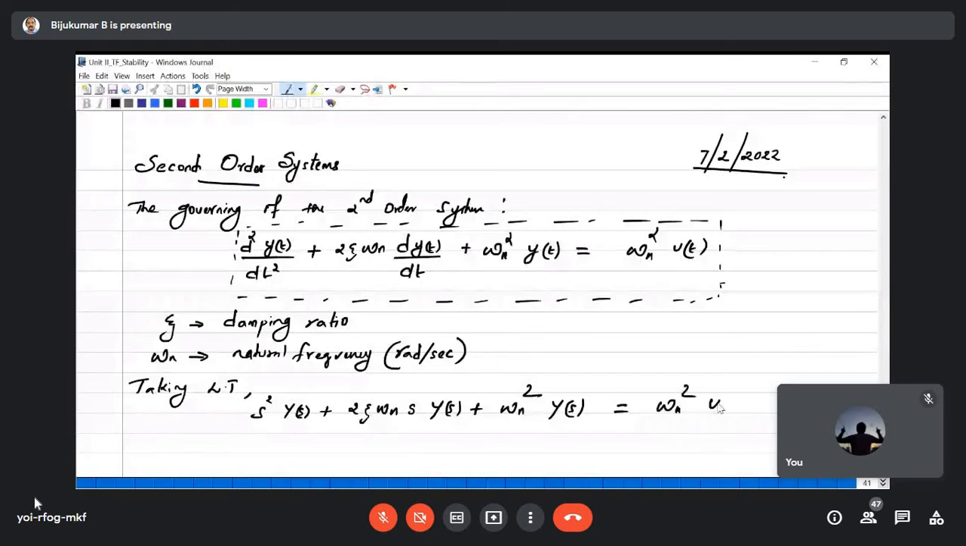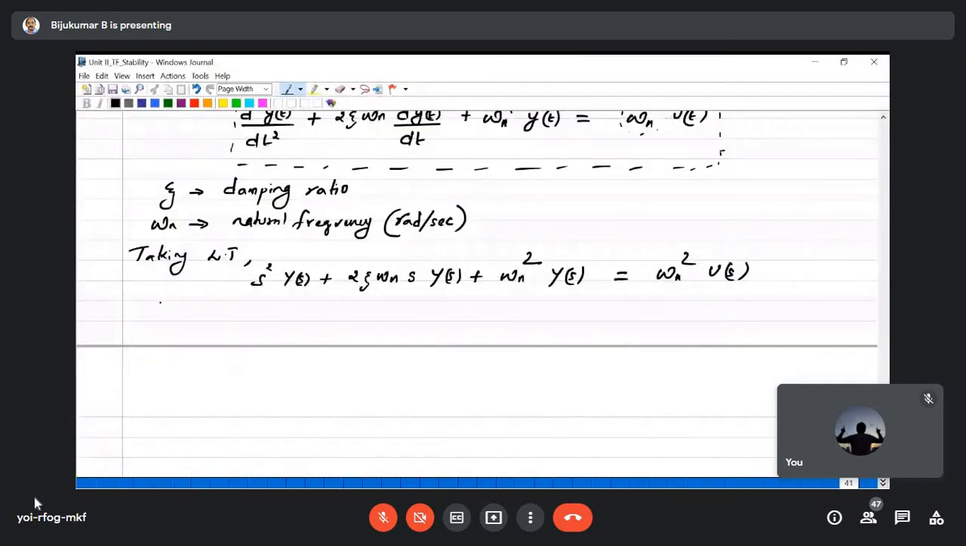We will see later why this omega n square is sitting closer to the u of t. Previously you used to take u of t only, right? But in this case we have multiplied omega n square with u of t. So rearranging this equation, we can obtain the transfer function of the second order system. We can write T of s is equal to y of s divided by u of s is equal to omega n square divided by s square plus 2 zeta omega n s plus omega n square.